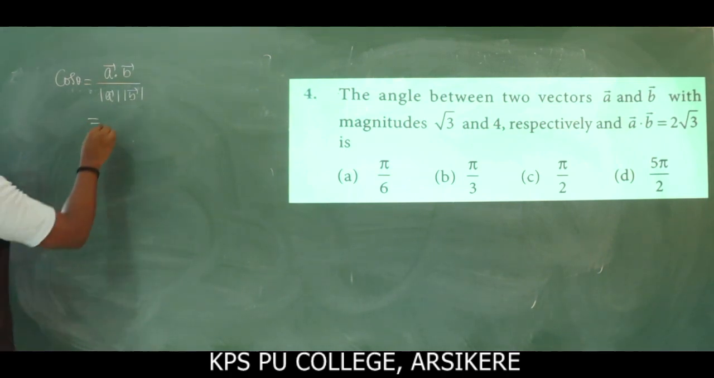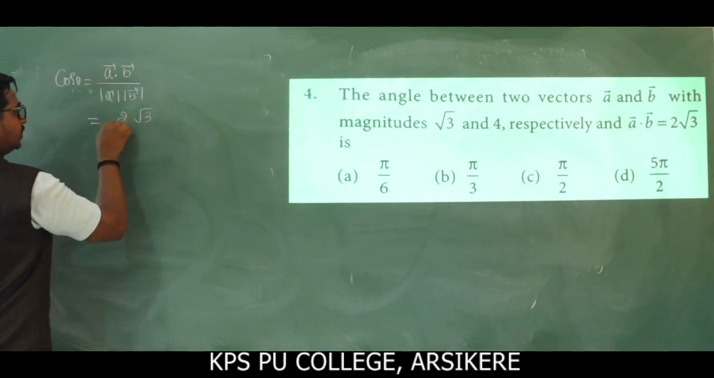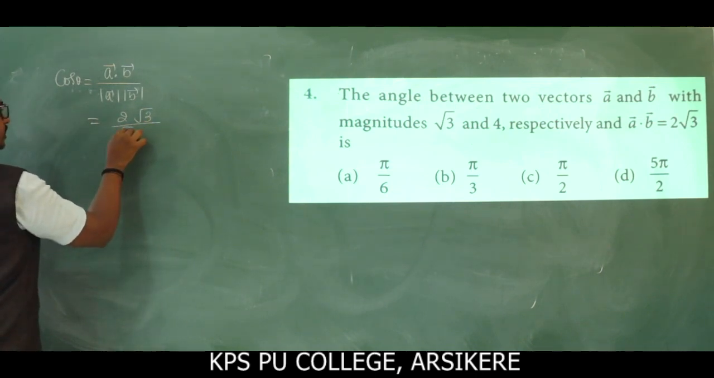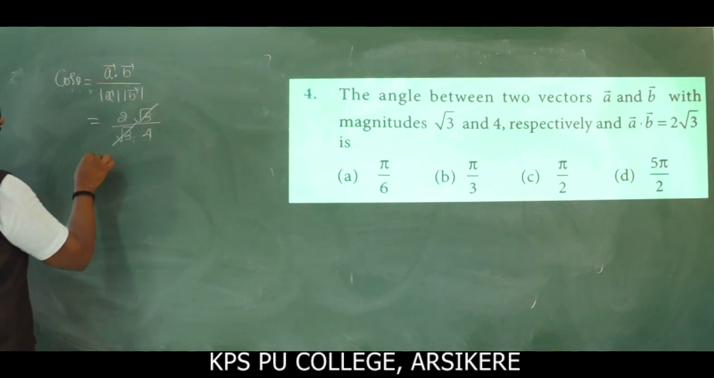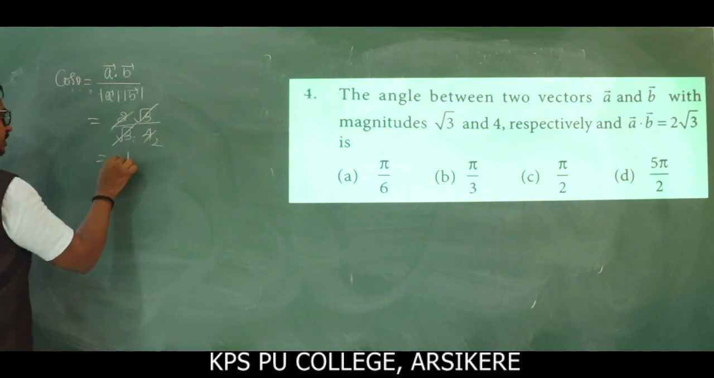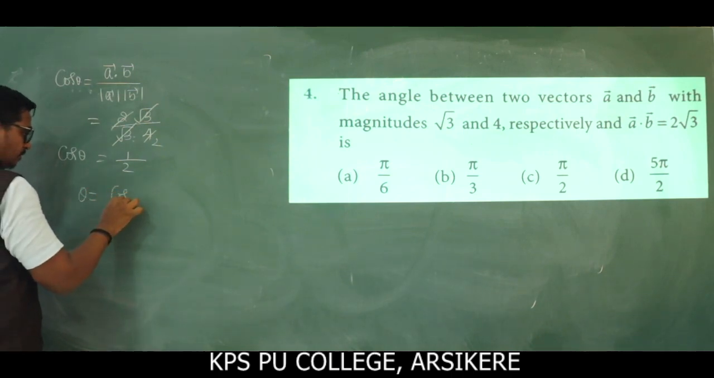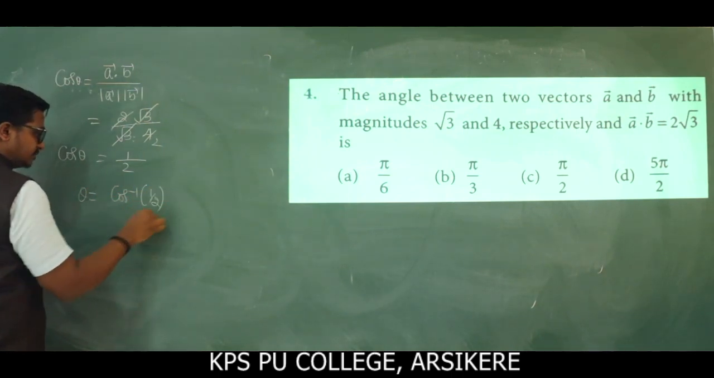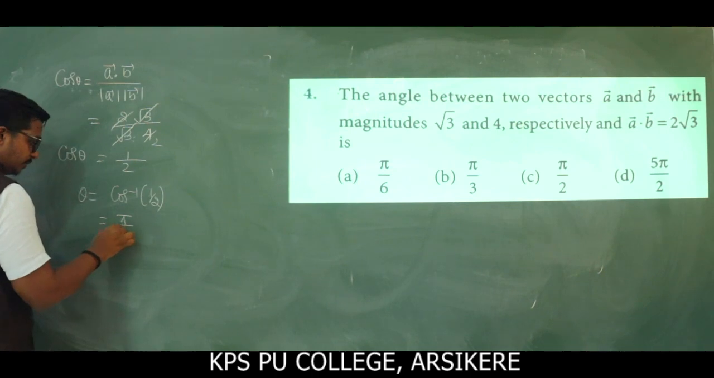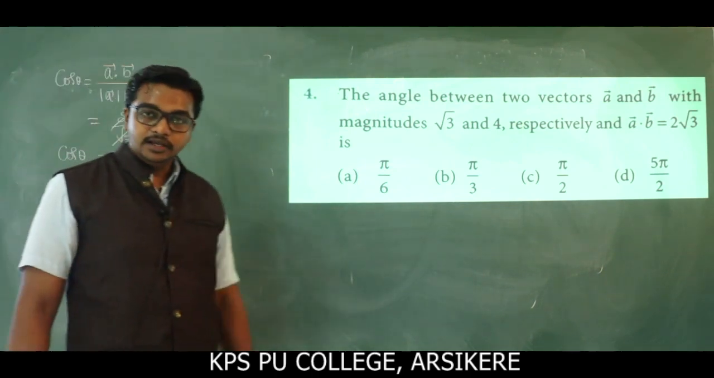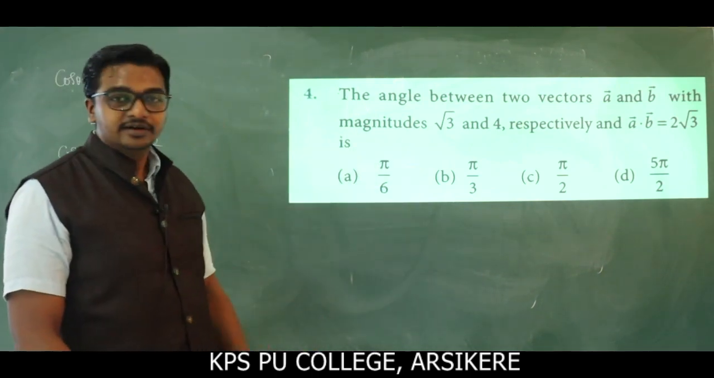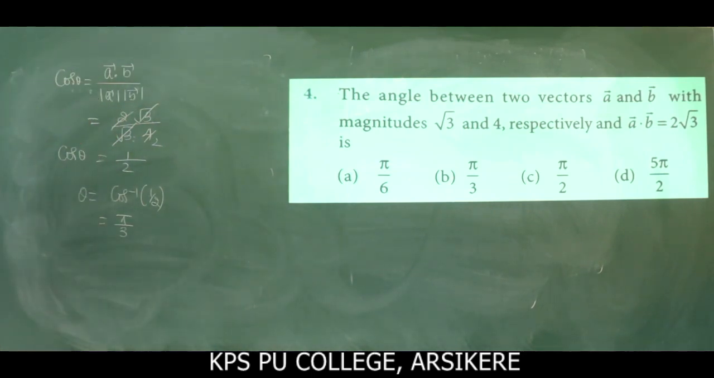A dot B is 2 into root 3, divided by root 3 into 4. Root 3 gets cancelled. 2 ones are 2, 2 twos get cancelled, left with 1 by 2. Therefore cos theta is equal to 1 by 2. What is theta then? Cos inverse of 1 by 2. When cos becomes 1 by 2, the angle is pi by 3 or 60 degrees. So option B is the right answer. Take a pause and note it down.